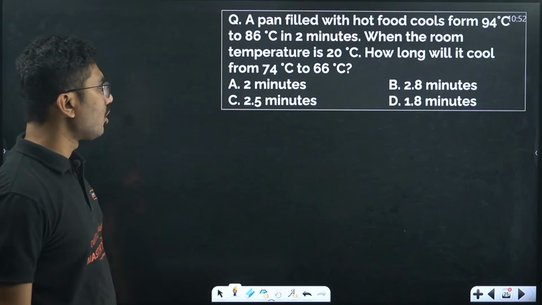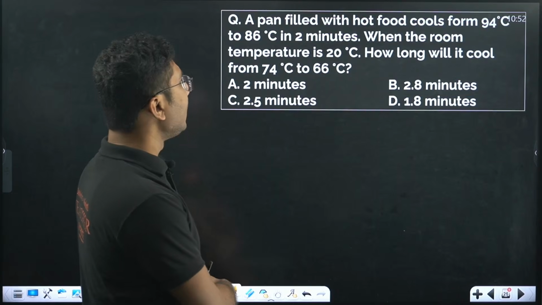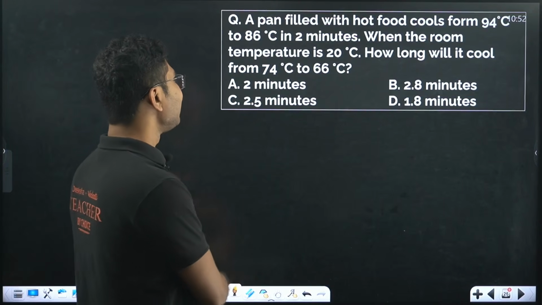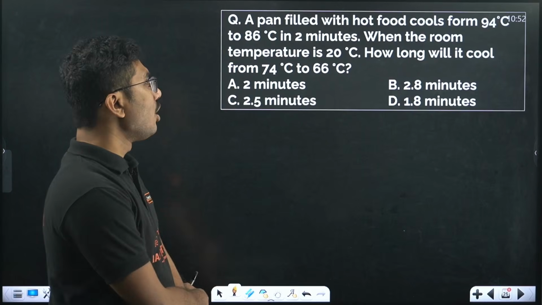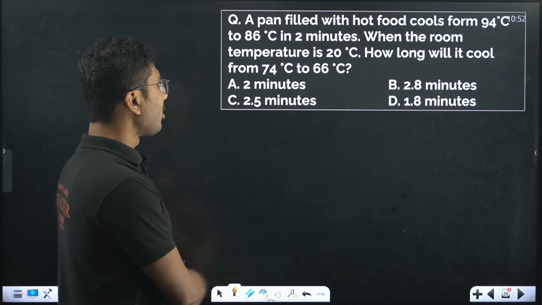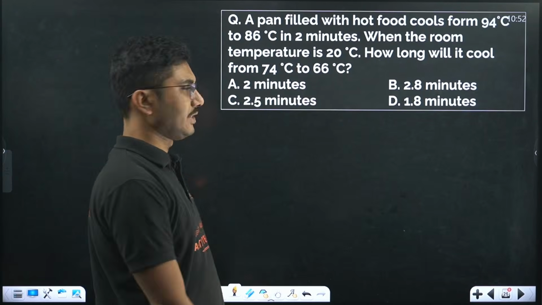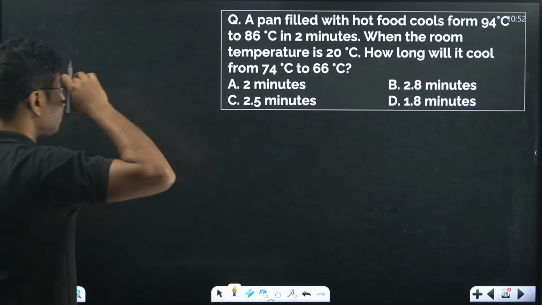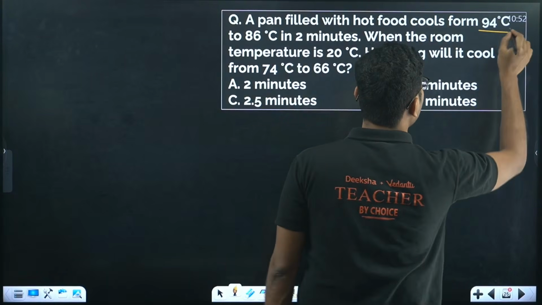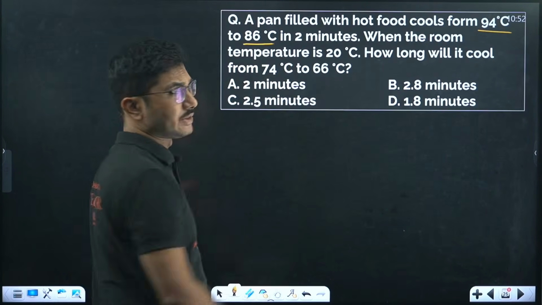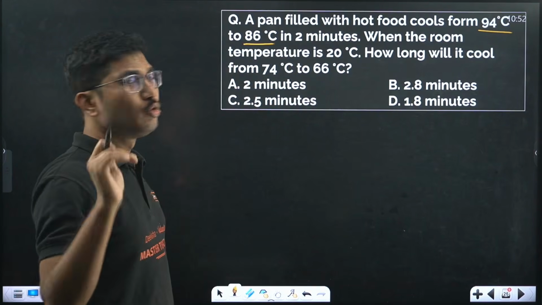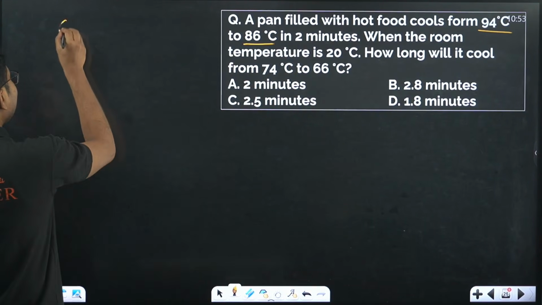Now let's move on to solve one question. A pan filled with hot food cools from 94 degrees Celsius to 86 degrees Celsius in 2 minutes when the room temperature is 20 degrees Celsius. How long will it take to cool from 74 to 66 degrees Celsius? Now, a very interesting question. So the pan filled with hot food cools from 94 to 86 in 2 minutes. So basically d theta by dt.